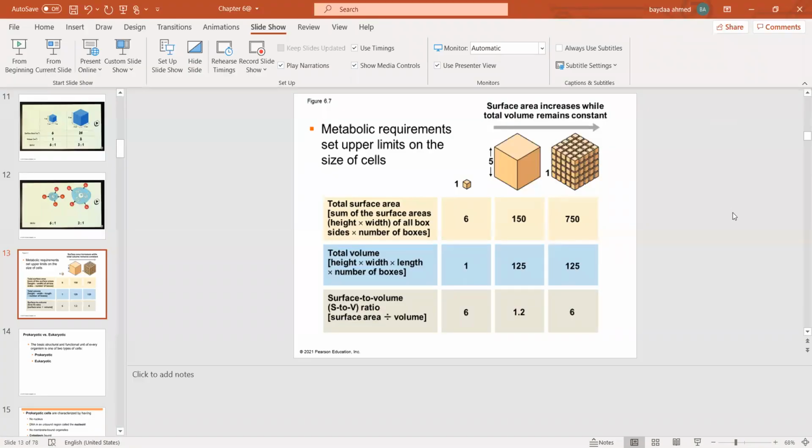So cells can't function beyond a certain size. As the size of a cube increases, the surface area to volume ratio decreases. So do all the math yourselves just to see how things are going when they are increasing in size.